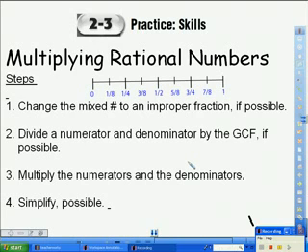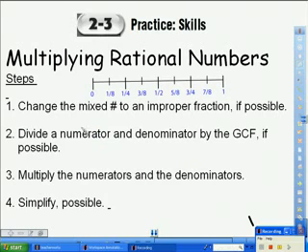Step 1. The first thing we must do is change the mixed number to an improper fraction if possible. Now, if you're not taking notes, please do so at this time. It will help you later on.